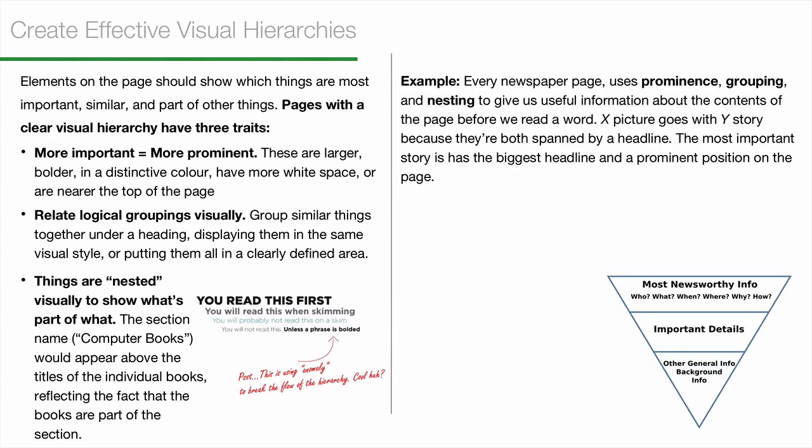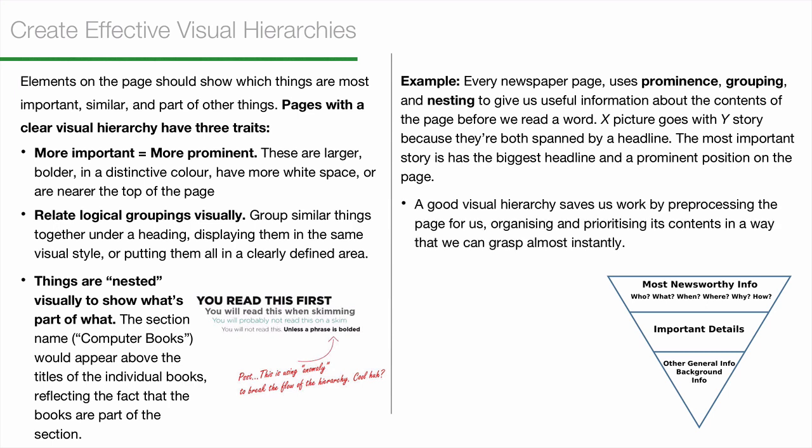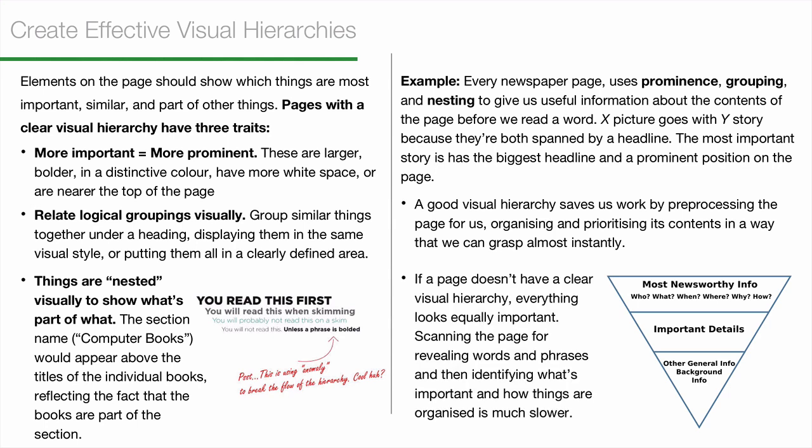Another example, just to summarize the points there. The most noteworthy info is at the top: who, what, when, where, why, how. Then the important details, and then the background information from there. Every newspaper that you come across uses this type of principle. We're going to give you a couple of examples in a second, but you can see that it's a really commonly used theory. All it means is that the user doesn't have to process that information with any level of difficulty. They're able to just scan through the content and find exactly what it is that they need.